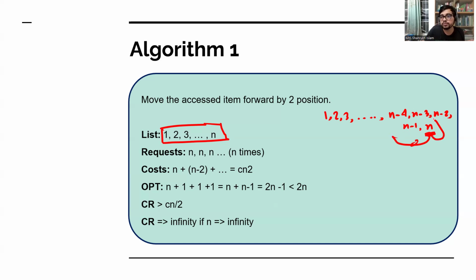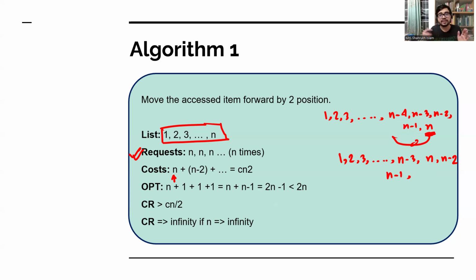So moving n right here: 1, 2, n minus 3, n minus 2, and n minus 1. After accessing n, the linked list will look like this. But we are requesting n times. So in the first request, the cost will be n because n is at a distance of n from the very beginning of the linked list.